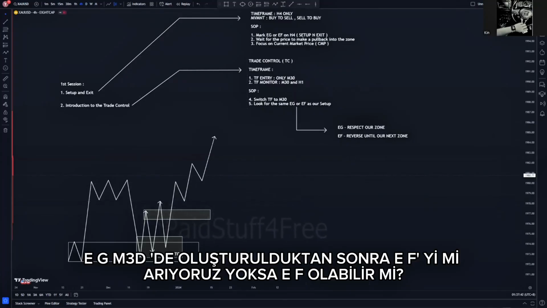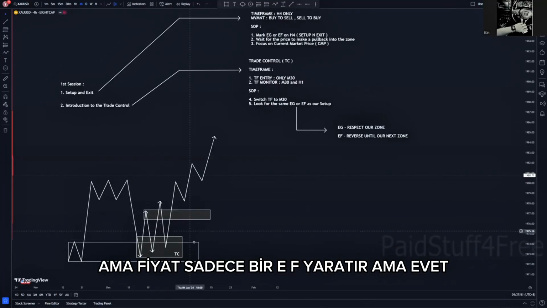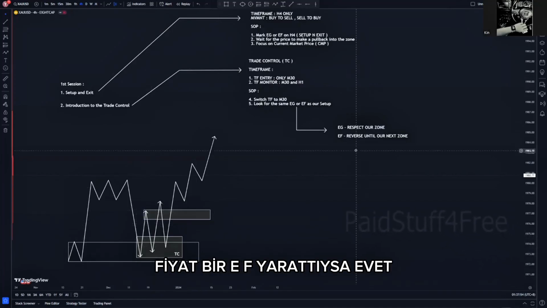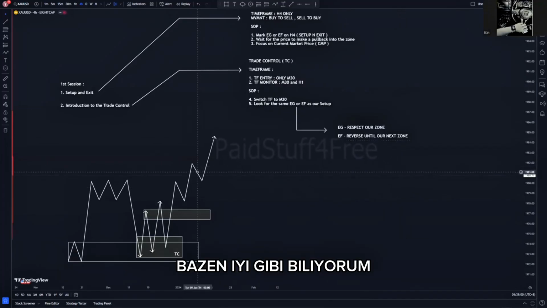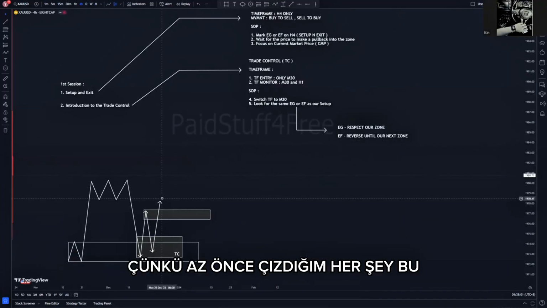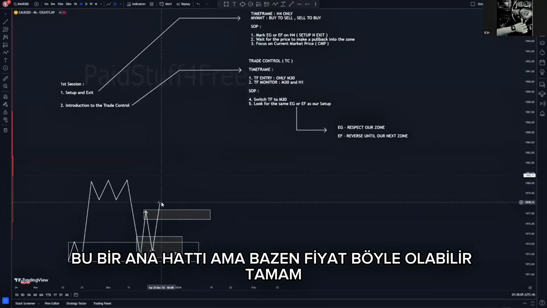Do we look for EF after EG was created on M30, or can it be just EF? Sometimes the price doesn't create EG, but the price just creates an EF. If the price created an EF, it shows us that the price is going to reverse until the next zone. All the things that I drew just now are going to be the main line.